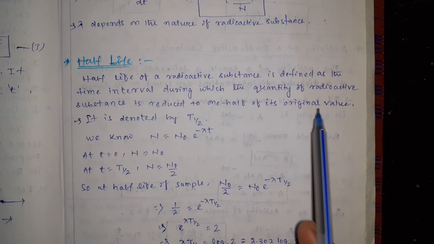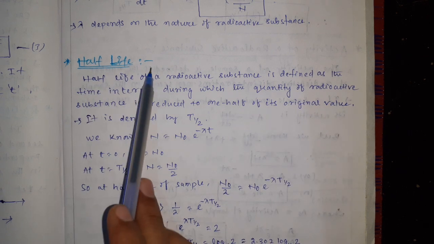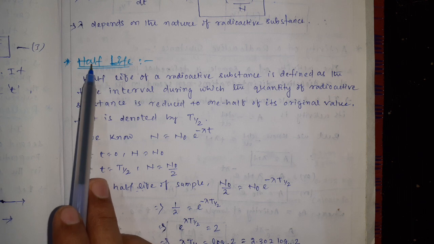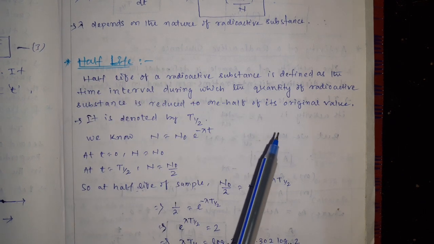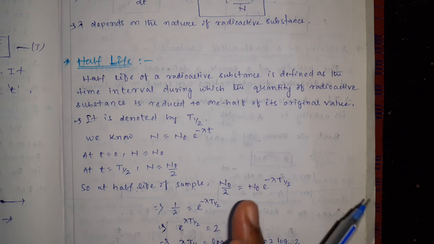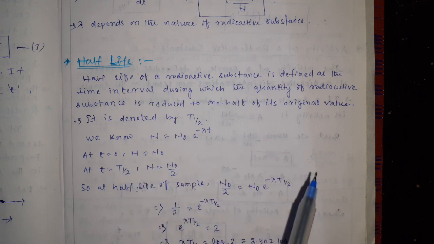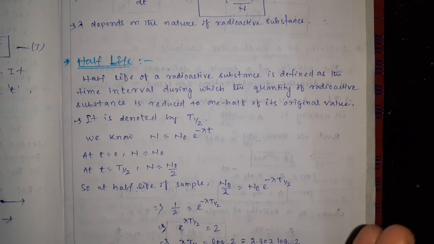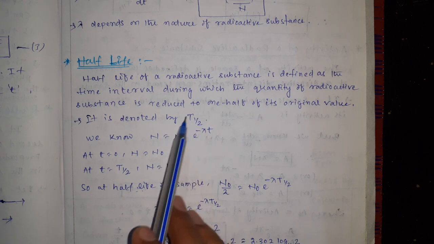That means half life is the time interval where the quantity of radioactive substance reduces to one half of its original value. So for any kind of nuclei or radioactive substance, when it takes a particular time to decay to one half of its initial value, this is called the half life. It is generally denoted by T half.